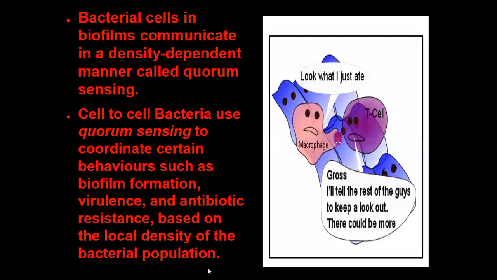So in this animation you see here, one bacteria is telling the other bacteria, come see what I got. Look what I just ate. Say, girl, I'll tell the rest of the guys to keep a lookout. There could be more. So the bacteria that is invading the macrophages and the T cells is informing the other bacteria that they can come and have a feast. That's exactly what quorum sensing is all about.